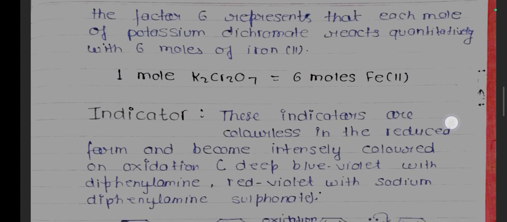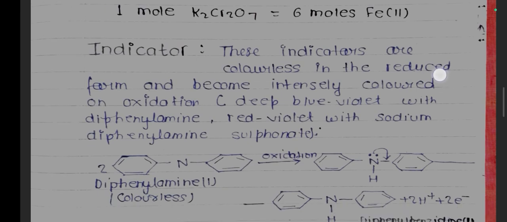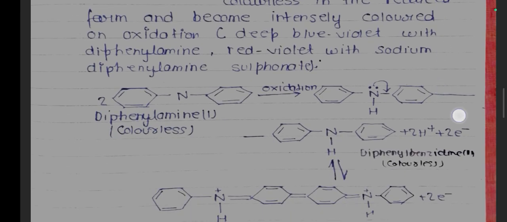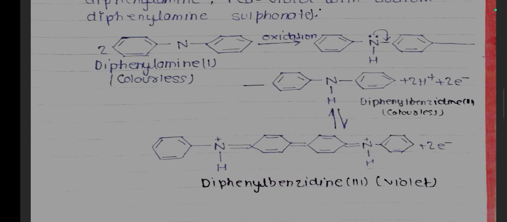These indicators are colorless in the reduced form and become intensely colored on oxidation: deep blue violet with diphenylamine and red violet with sodium diphenyl sulfonate. So that is the reaction of diphenylamine, which acts in the oxidation, and that reaction is performed here.